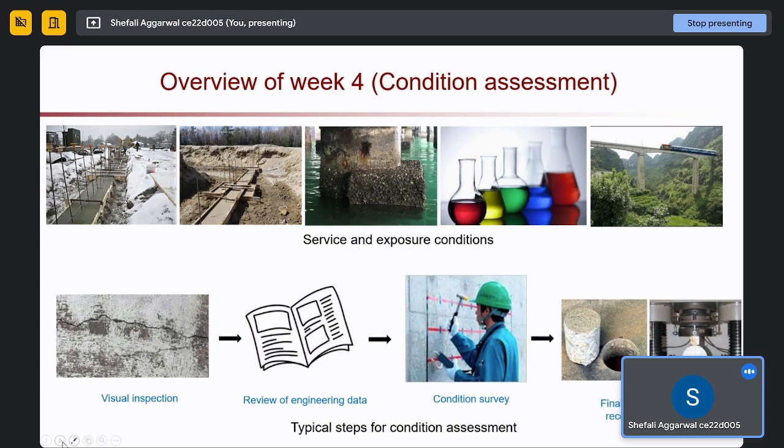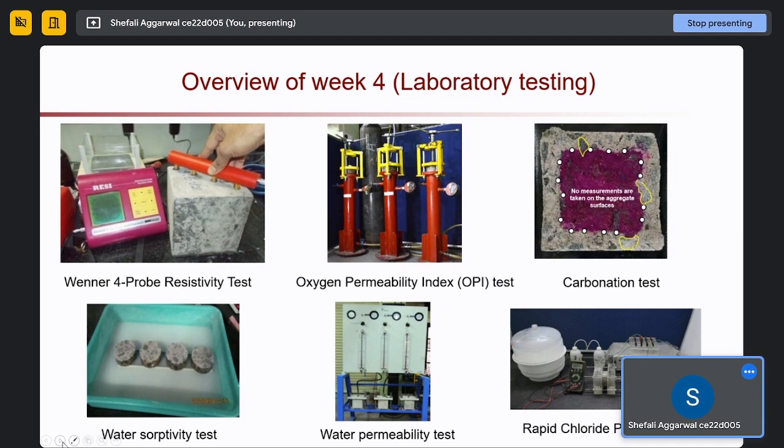The final evaluation includes the lab tests, so we will go for laboratory testing. The different types of laboratory testing we do for condition assessment: first, the four-probe resistivity test, where we check the resistivity of concrete. The higher the resistivity, the better our concrete. Because concrete is an insulating material, its resistivity should be high. If the resistivity is high, we can say our concrete is of good quality.